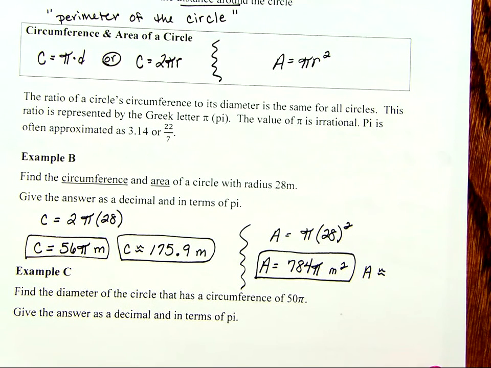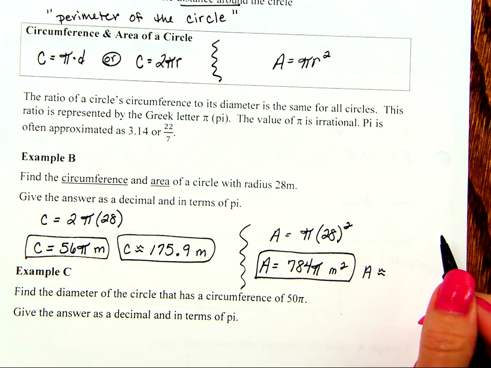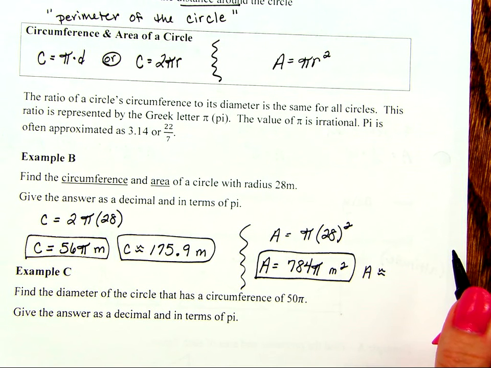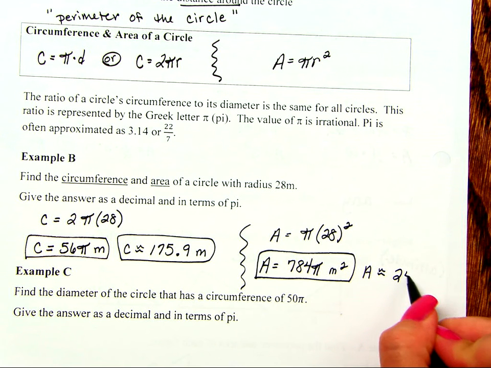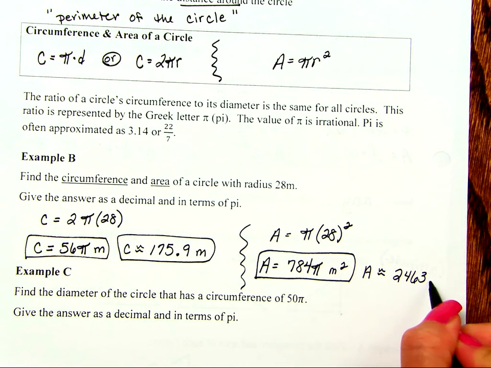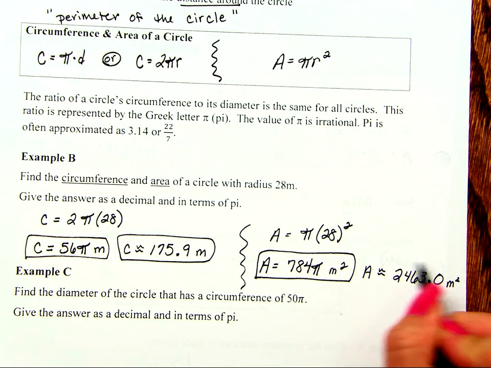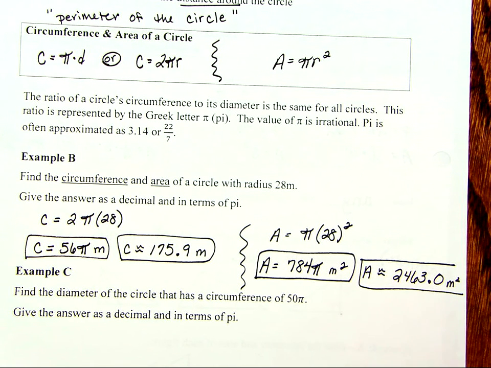So 784 pi on my calculator, and we would find that that's about 2,463.01. Now, if I were rounding to the tenths and I wanted to show that, then I would just put 0.0. That would let me know that that's how that rounds. And again, that is my approximated value.